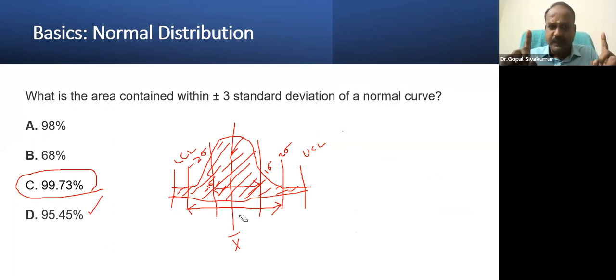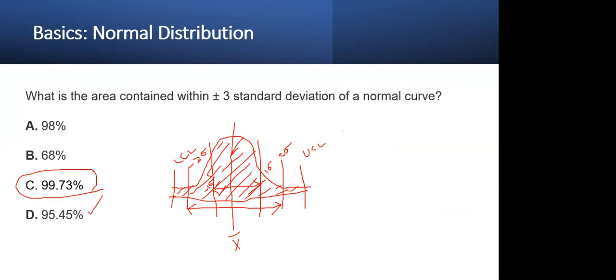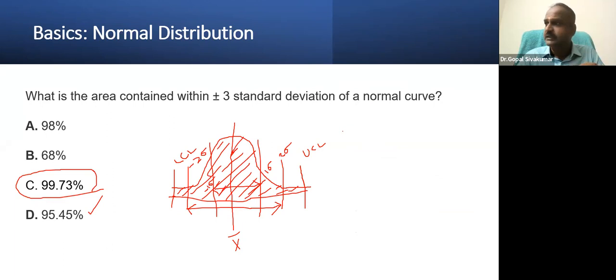68.27% of the curve will be inside the 1 sigma limit. So 95.45% of the curve will come under the warning limit or 2 sigma limit. But 99.73% of the curve will come under the control limit.